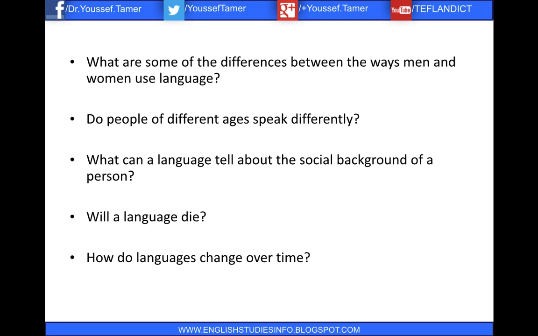How do languages change over time? Language change phenomenon. We're not going to go deep into this because it has to do mostly with another subdiscipline of linguistics called historical linguistics. It's a branch in itself. But we'll try to see how languages change and what the reasons behind that are.